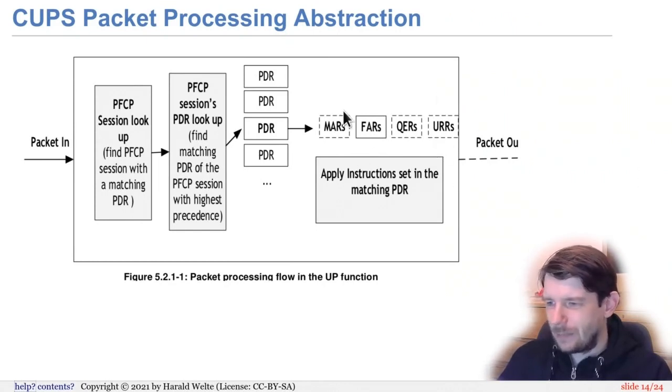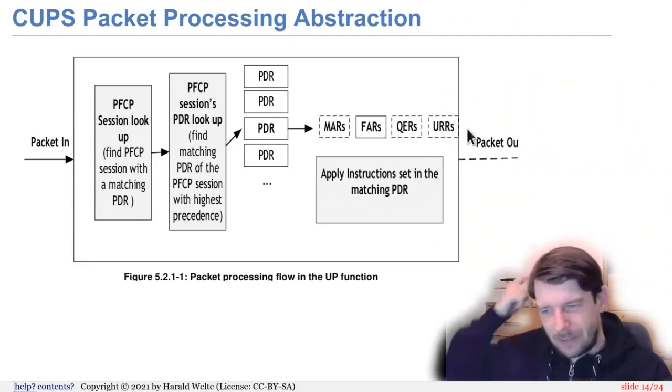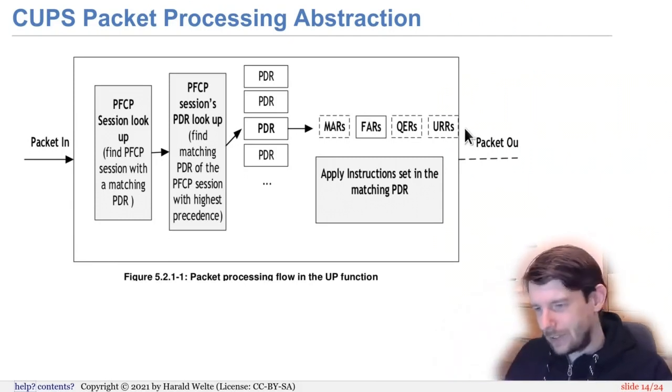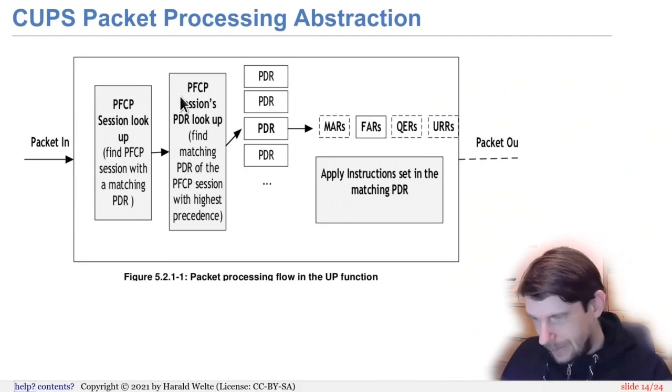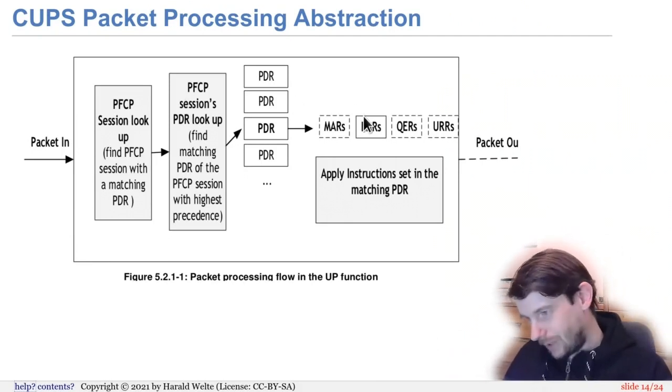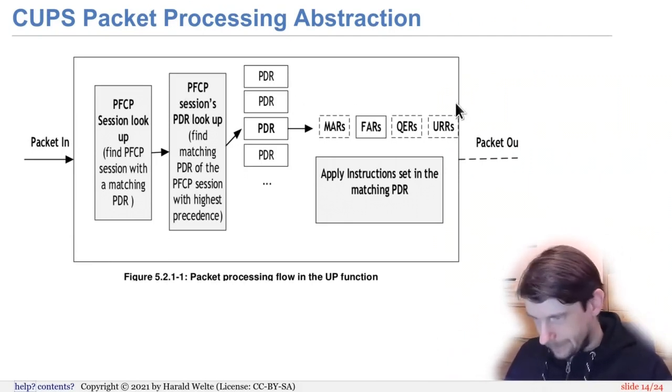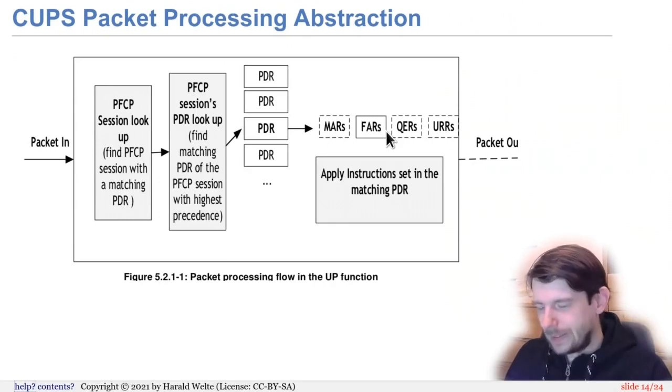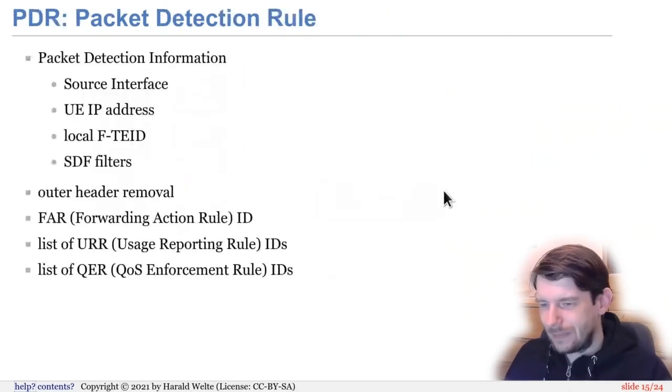There's some other possibilities for other rules, and we will look at those in detail. But in general, first packet detection rule, then forward action rule, and possibly some other rules that may apply in this data plane or user plane. Data path sometimes is also used in network engineering. So how does a packet detection rule look like?